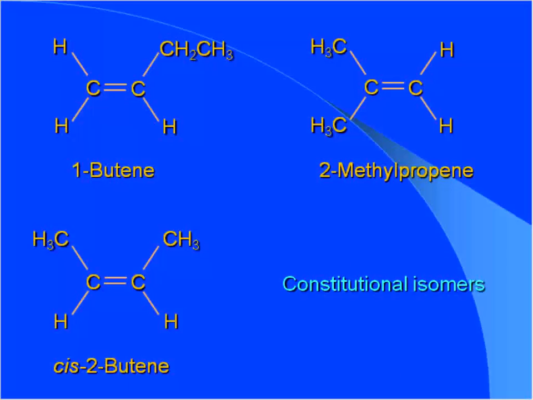So look at these three. 1-butene. If the numbering itself changes, if the nomenclature itself changes, not cis-trans, if the primary nomenclature changes without cis-trans, then they have got to be constitutional isomers in the case of alkenes. But if it is just the difference between cis and trans, then they have got to be stereoisomers.